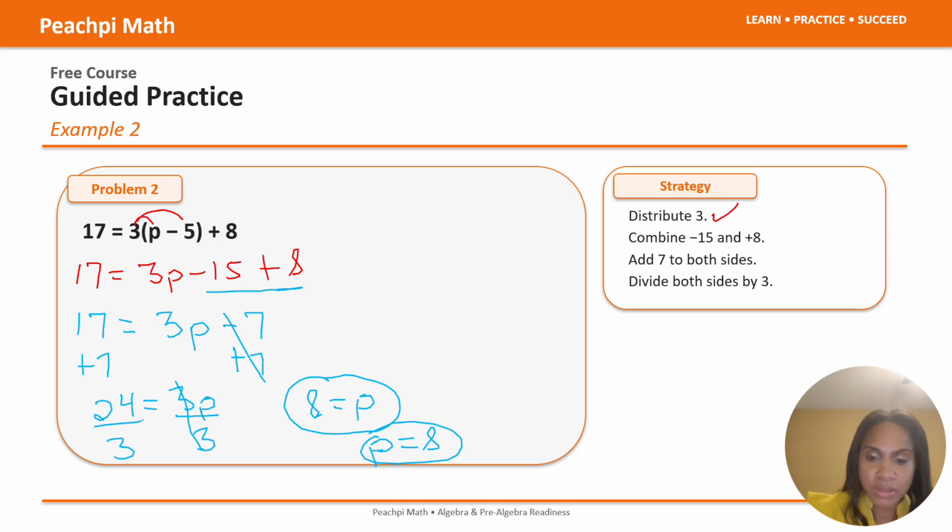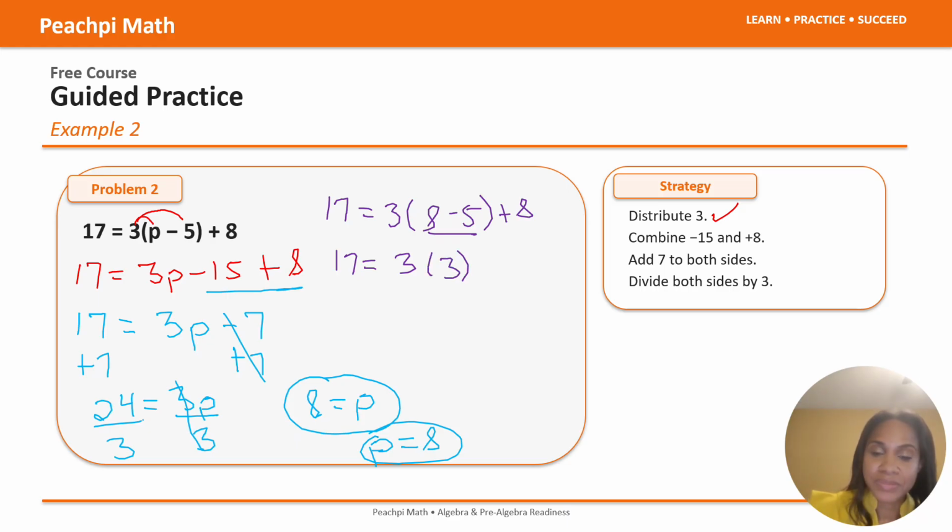And I said I wasn't going to check the second one, but I'm going to go ahead and plug it in. So 17 equals 3 times, plugging in 8 for p, because this is a little shorter here, parentheses. I don't have to distribute because I have two numbers that I can combine inside the parentheses. At this point, we're doing order of operations, and with equations, if you're checking, you're using order of operations. So parentheses first. 8 minus 5 is 3. And now those parentheses are understood to be multiplication. 3 times 3 is 9. 9 plus 8 is, of course, 17. And it does check out.